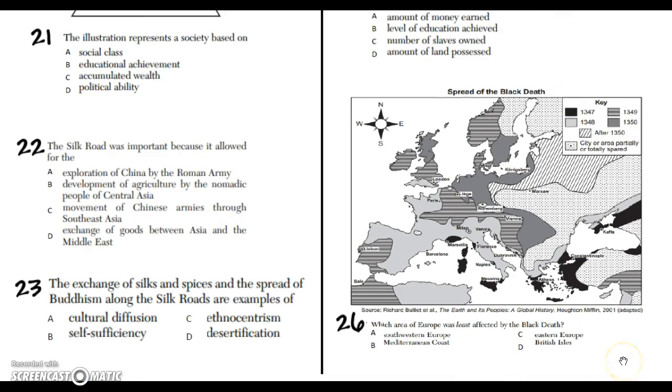Number 26. Which area of Europe was least affected by the Black Death? A. Southwestern Europe, B. The Mediterranean coast, C. Eastern Europe, D. The British Isles.